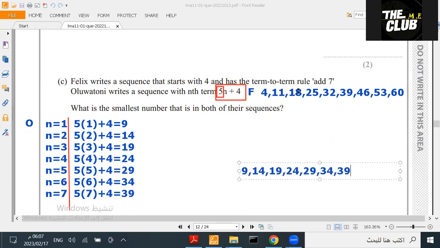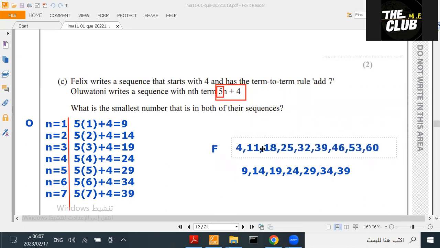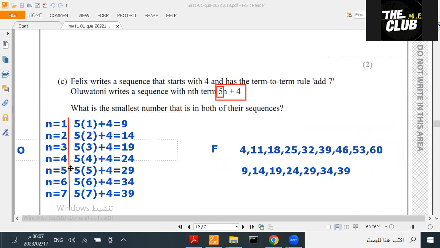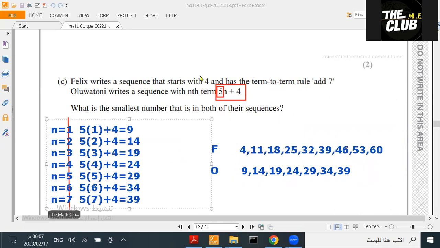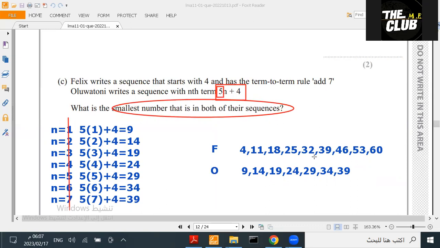So now I know what Felix has, and I know what Oluwatoni has. Now they need a common number between them, the smallest number that is in both of their sequences. Which one? No 9s, no 4s, 11s, 14s, 19, 18, 25, 24. So we have what? 39. Yes, that's the answer. So the first common number is 39. Okay, that's how you do it.